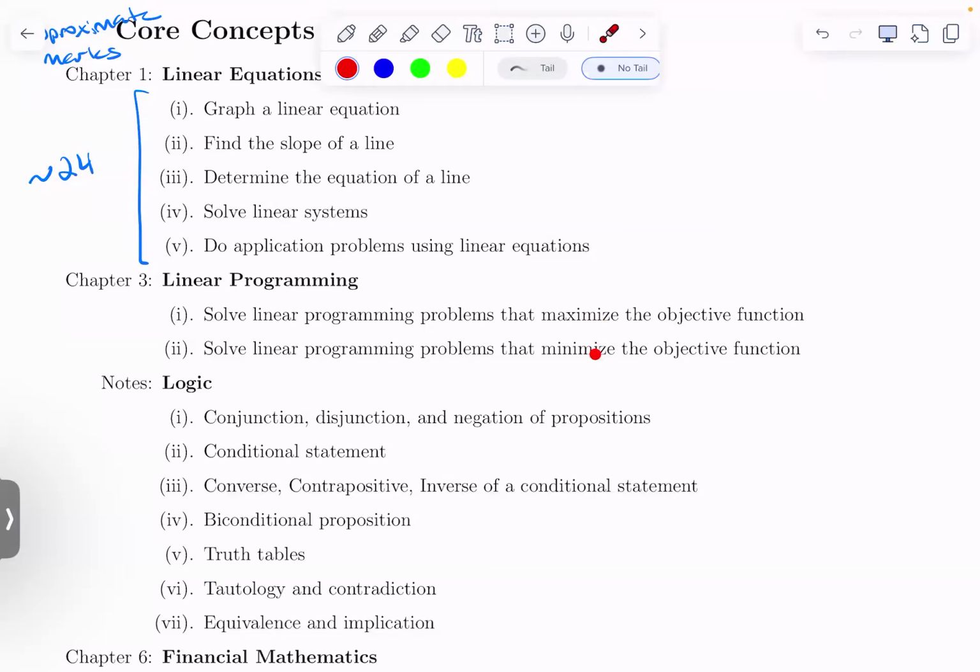Maximize or minimize an objective function, which we did on test 1, of course. I'll give you the constraints. You don't have to read them and find them. I'll give them to you just like on test 1. And so that'll be 8 marks.